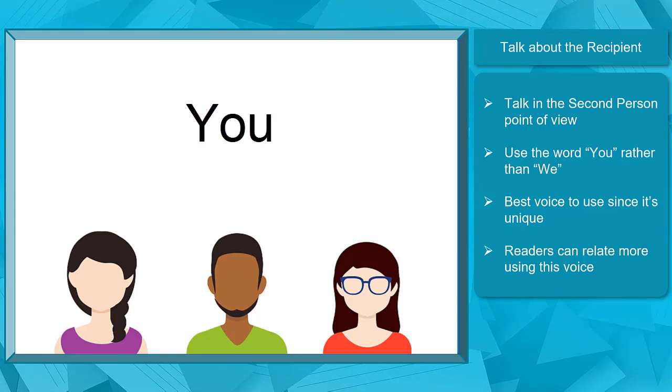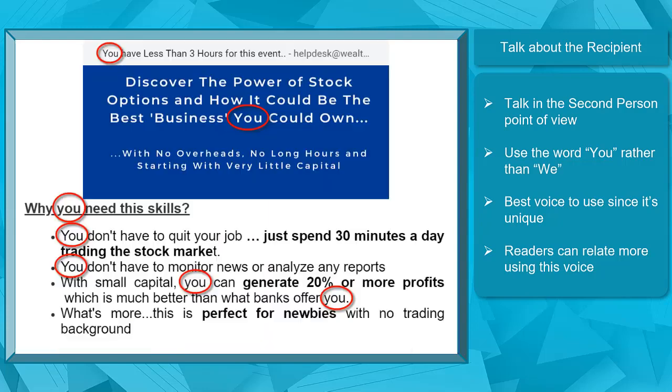Talk about the recipient. Talk in the second person point of view. Make it all about the reader. Value their time in reading your email. You have to make use of the word you more often rather than I or we. It is the best voice for email marketing since it makes it unique. Doing this will let your readers relate more with what you want to tell them in your message.